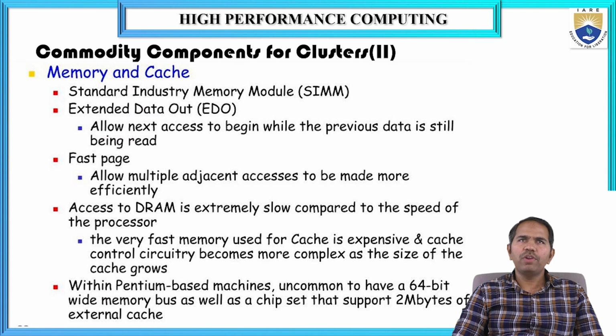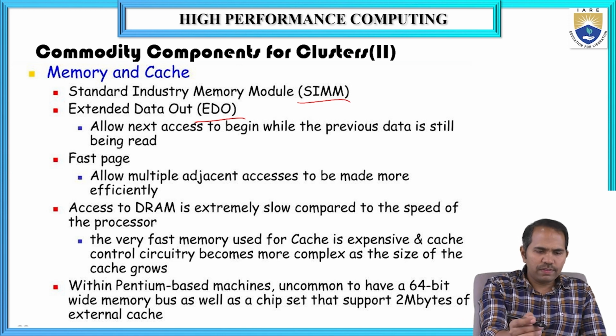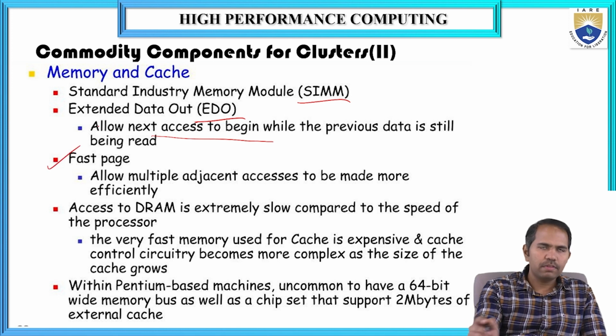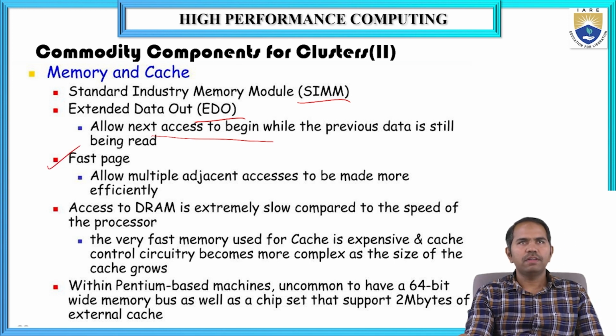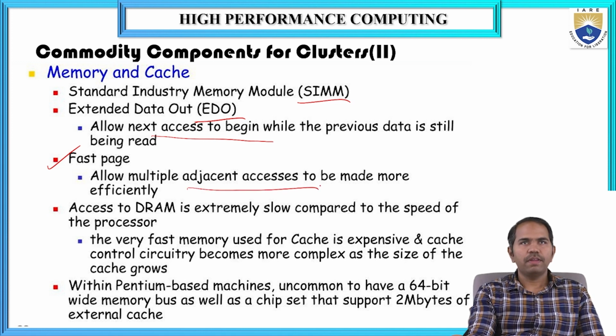The second thing is memory and cache memory. Memory includes the standard industry memory module, SIMM, and extended data out, called EDO, which allows the next access to begin while the previous data is still being read. Next, fast page mode allows multiple adjacent accesses to be made more efficient.